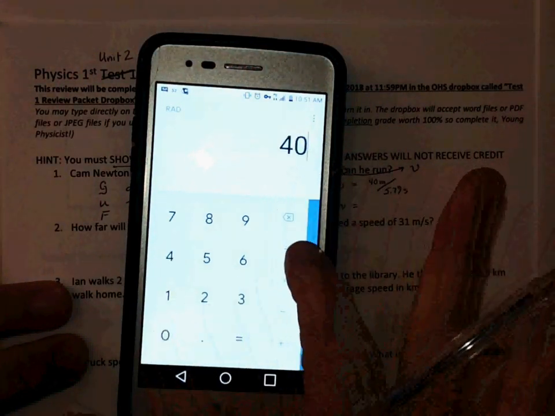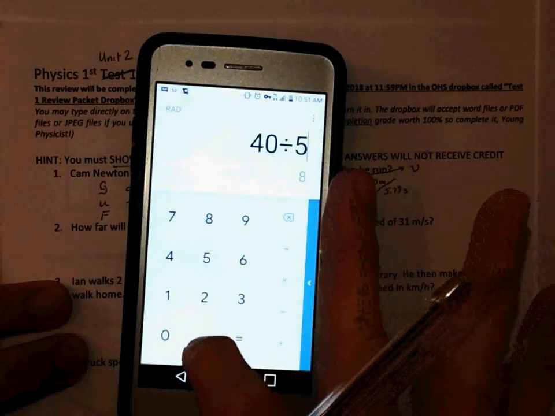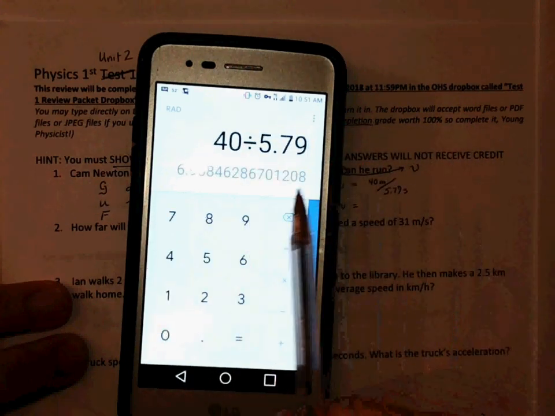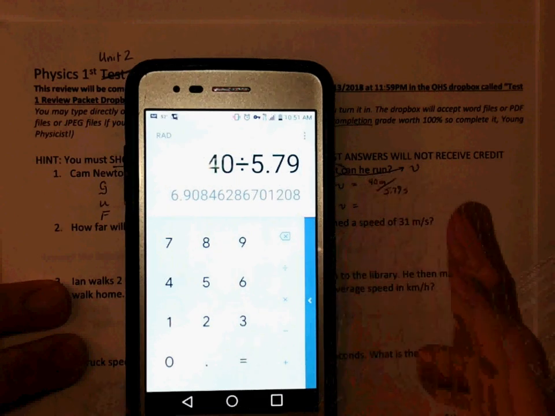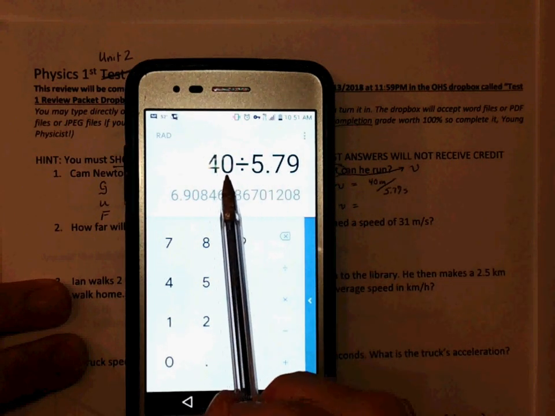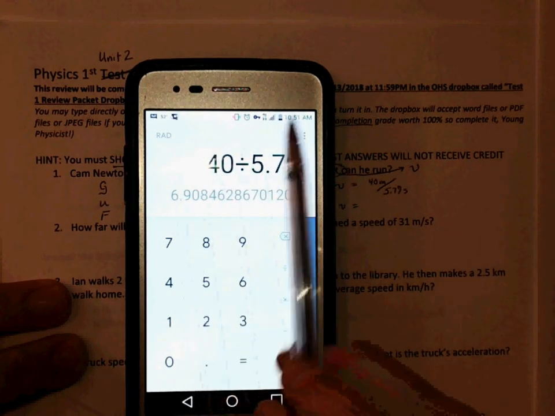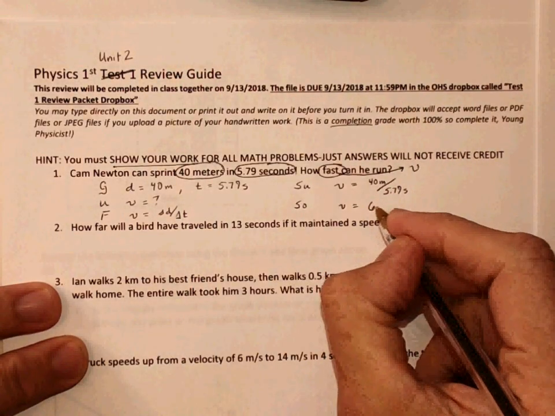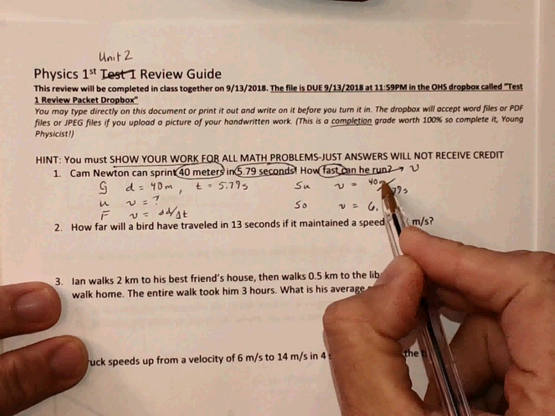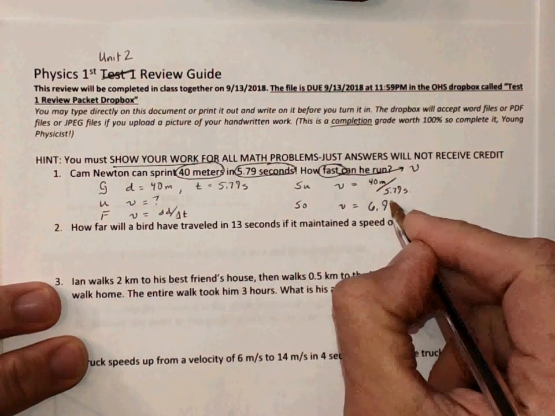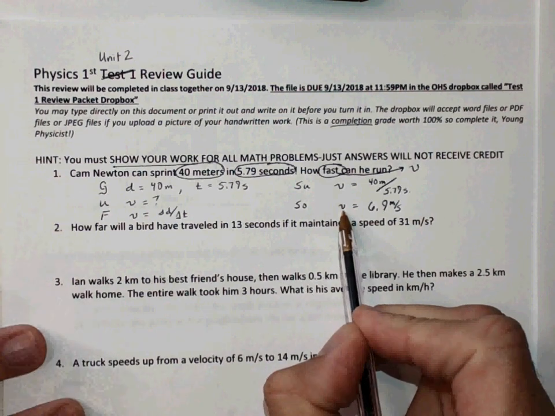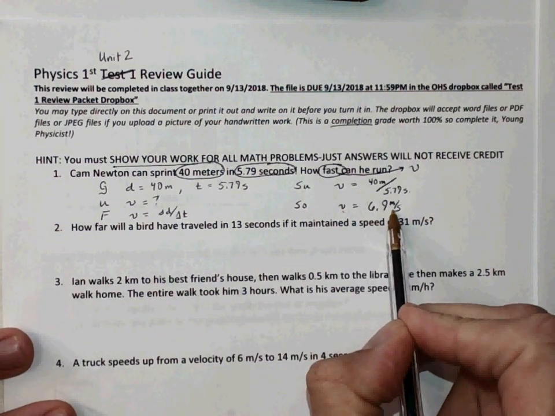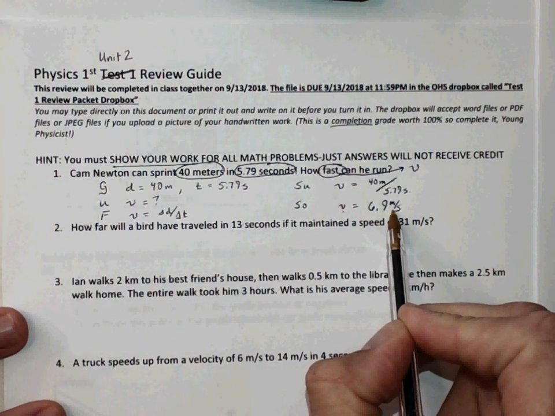Forty divided by 5.79. You notice this crazy number, 6.90846. There's 2 digits and 3 digits. So I'm just going to round to 2 digits. 6.9. Notice meters per second. And I check myself. That's a velocity. Velocity of the variable is measured in the units, meters per second.